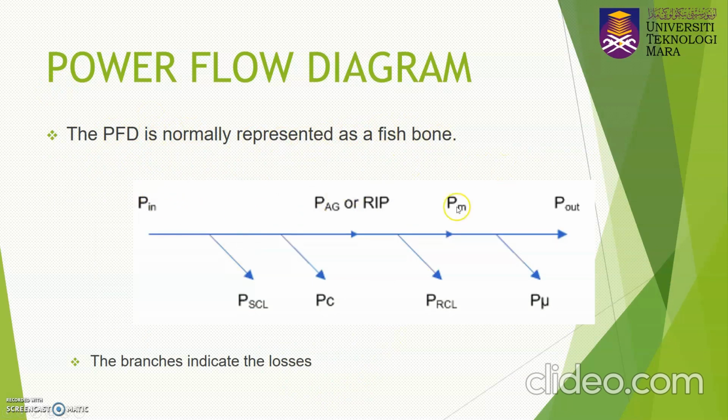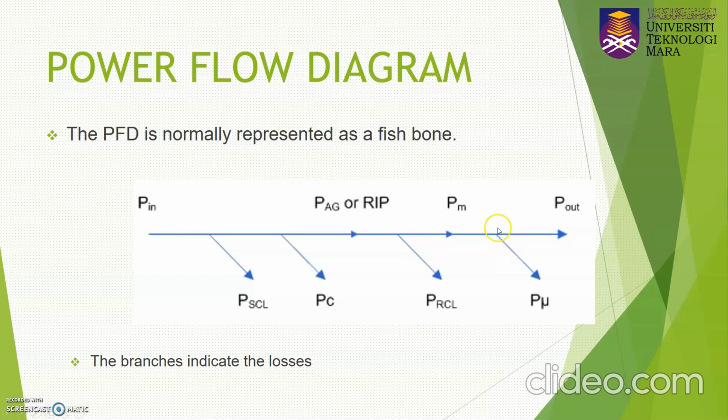If you refer to here, this is the input power because we supply the three-phase supply to the motor. Then you are going to have losses due to the R1 and also the RC, so you are going to have PSCL and also PC. The input power minus PSCL minus PC, you are left with the P air gap, or we call it the rotor input power. Again, due to the R2, you are going to have a PRCL. This is the loss at the R2. So the P air gap minus the PRCL, you are left with the PM. PM we call the mechanical output.